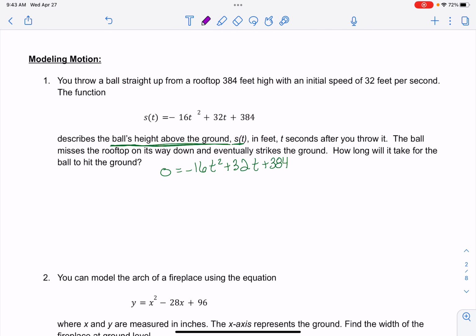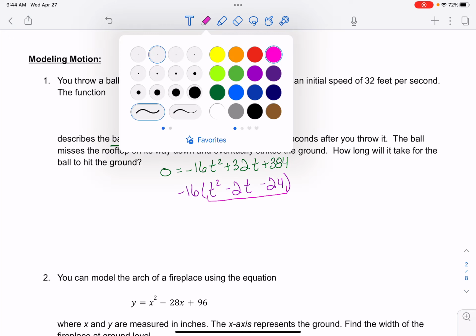So to do that, we are factoring our equation. Very first thing we need to do is see if we have a GCF, which in this case, we do. Negative 16, because again, that first term is negative, and we do not want it to be negative, so we need to factor that out. So 16 goes into 16 once. It goes into 32 twice, and into 384 24 times. So now, looking at this inside piece, this t squared minus 2t minus 24, we can factor that piece.